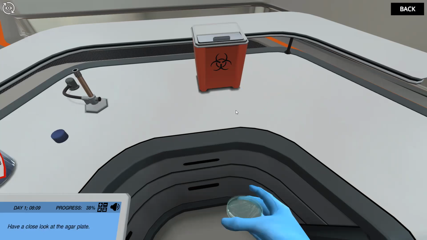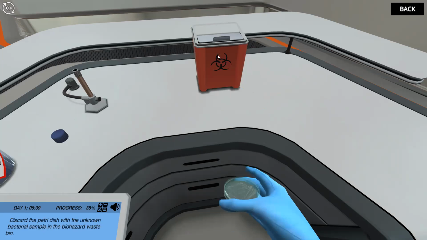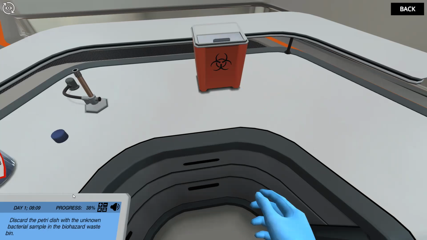Oh, have a look at this. There is a bacteria colony growing on this agar plate. This might be some dangerous pathogen. We need to use a special bin for biological waste. Discard the petri dish with the unknown bacterial sample in the biohazard waste bin. There is still a protocol from a previous experiment on the table. Clean up the lab protocol.